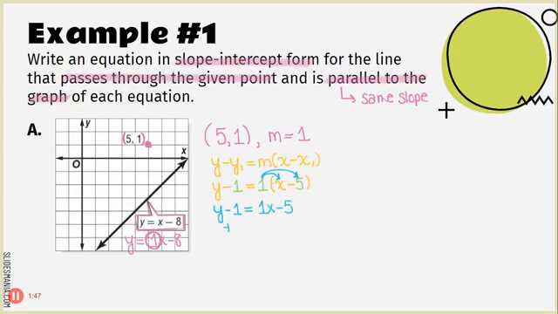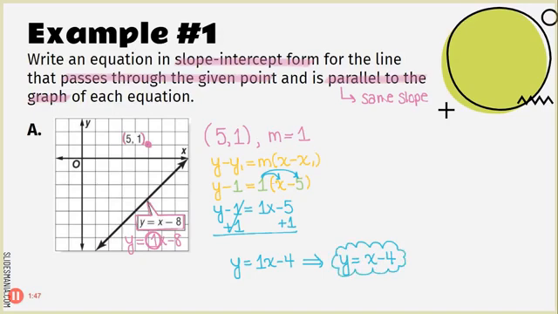Our last step is to undo that subtraction with addition so that we can get y by itself. So we have y equals 1x minus 4. And remember, when we're writing slope-intercept form, we don't need to write the 1. The 1 is understood, so we're just going to write y equals x minus 4.